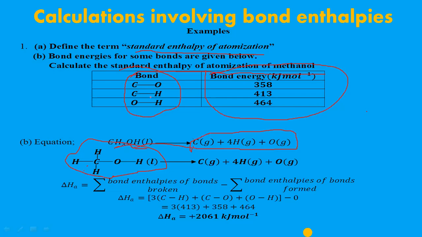So we multiply the carbon-hydrogen bond enthalpy by 3, as you see here. This is by 1, this is by 1 also, then minus 0. Why do I subtract 0? Because these are not bonds, these are just atoms. Am I clear?